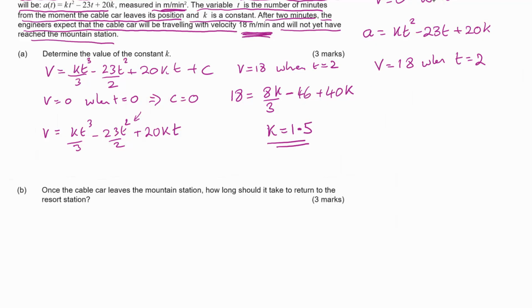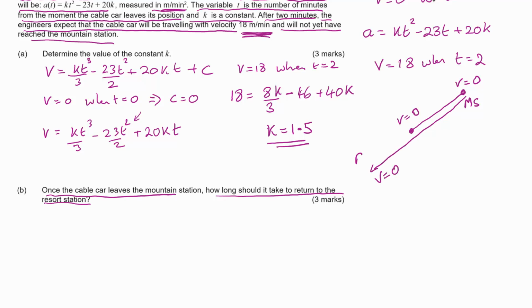Once the cable car leaves the mountain station, how long should it take to return to the resort station? Well, we know that it starts stationary here, so v is equal to 0 there. V is going to be equal to 0 when it arrives at the mountain station, and then it's going to go back down and it will be 0 again at the resort station. So those are the 3 zeros we should get.